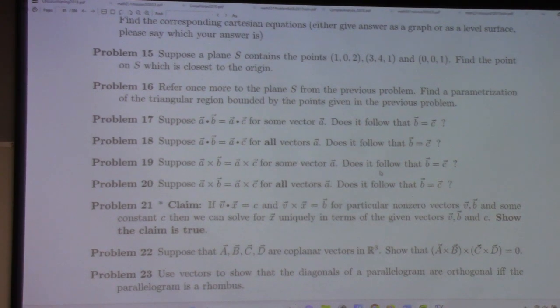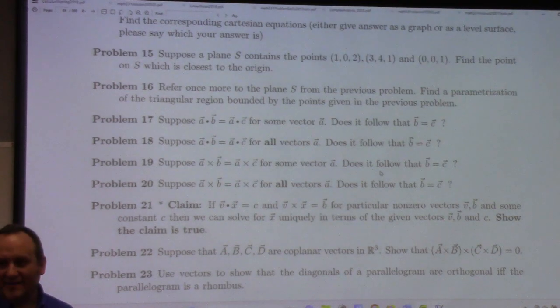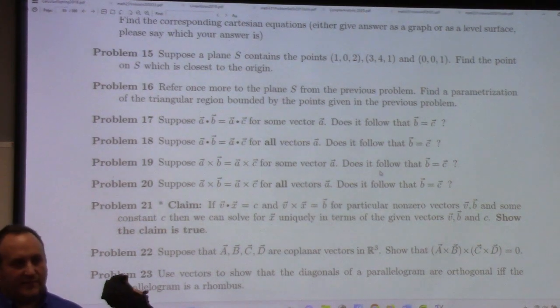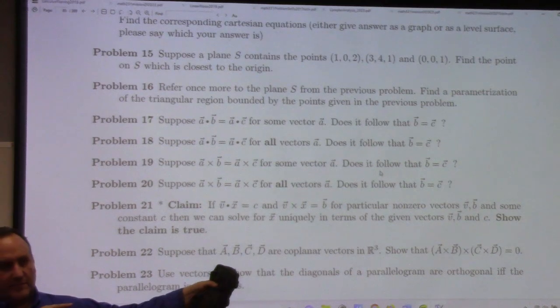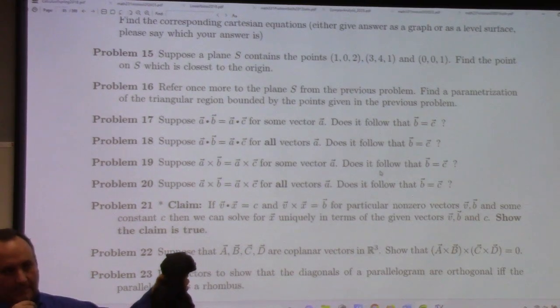Let me explain it to you intuitively. Why is it that a dot b equals a dot c for some vector a does not imply b equals c? Because, first of all, if a is 0, it tells you nothing. If a is non-zero, it only gives you information about the part of b and c which are in the direction of a. So it only implies that the component of the vectors in the a direction are equal.